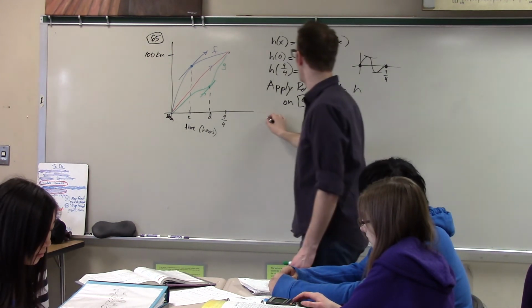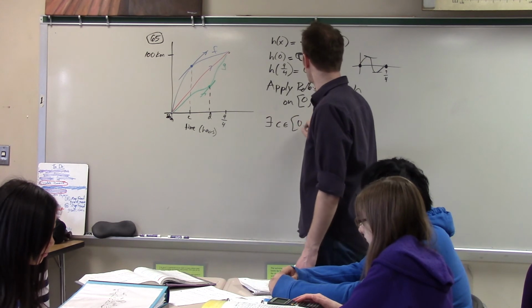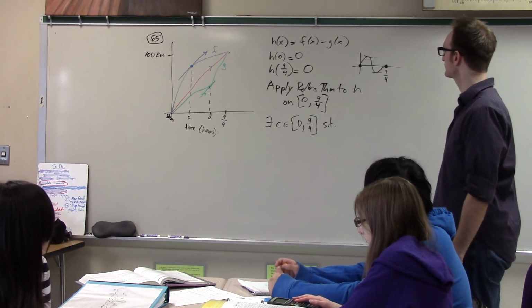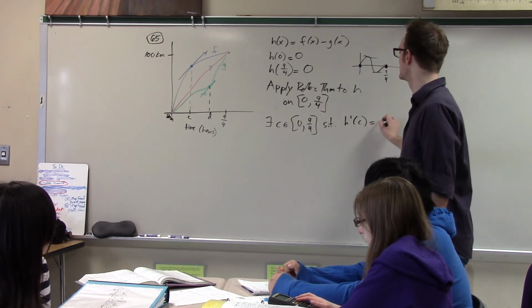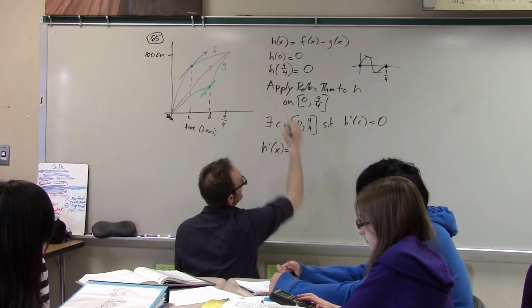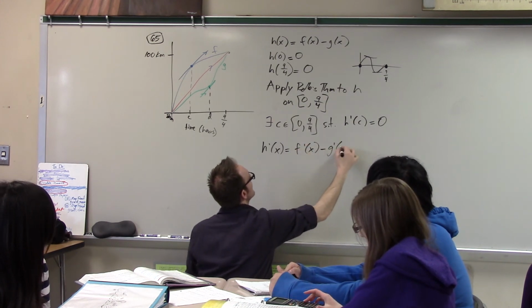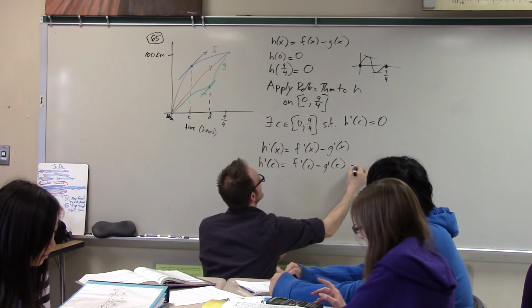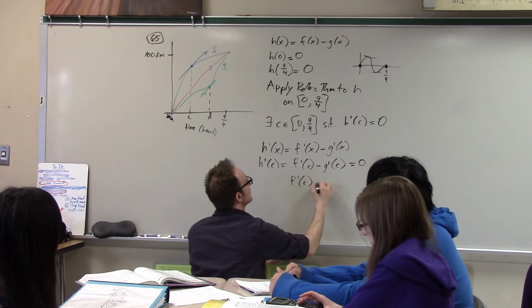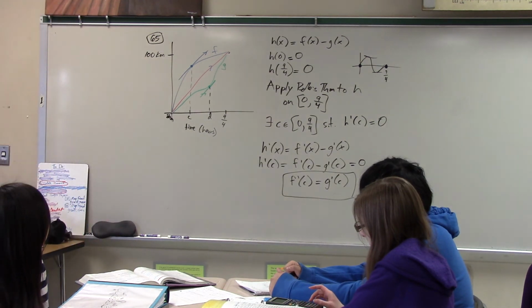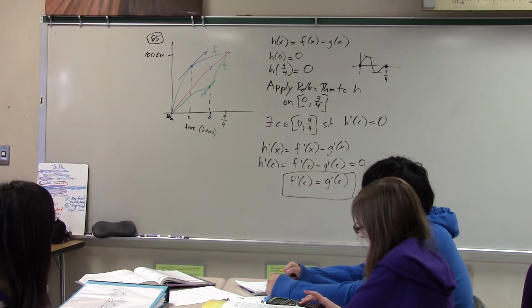So according to Rolle's theorem, there exists a c on the interval 0, 9/4 such that h prime of c is 0. But what is h prime of x? H prime of x is just f prime of x minus g prime of x. And so h prime of c is f prime of c minus g prime of c, and if that's 0, we've just shown that f prime of c equals g prime of c. So that was our objective, to show that there exists some moment c at which the speed of the two particles is exactly the same. Alright, everyone cool?